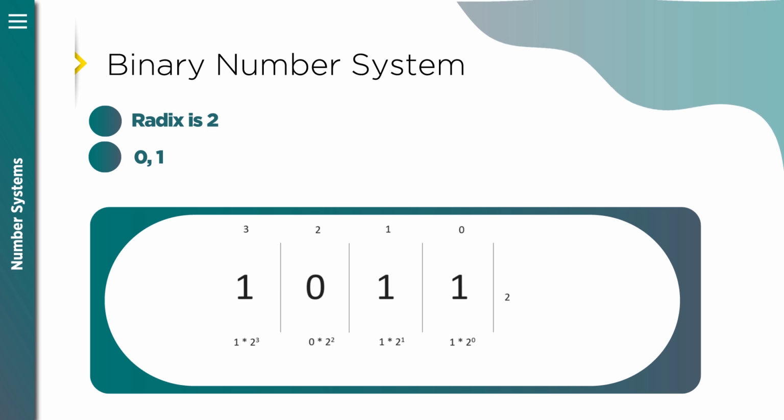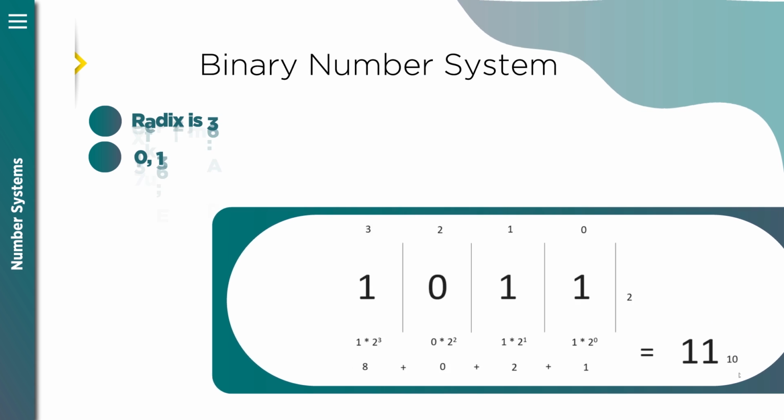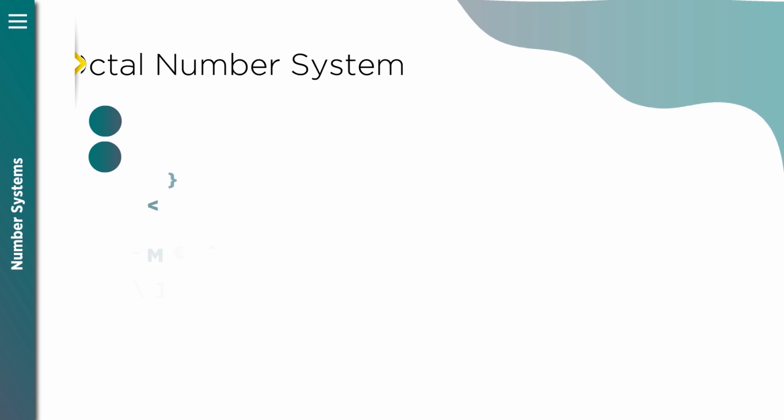After we are done with similar calculations for each rank, let's add these numbers together. Here we have 8 plus 0 plus 2 plus 1. So this number in binary format equals 11 in decimal format. Does it make sense now? Octal number system.